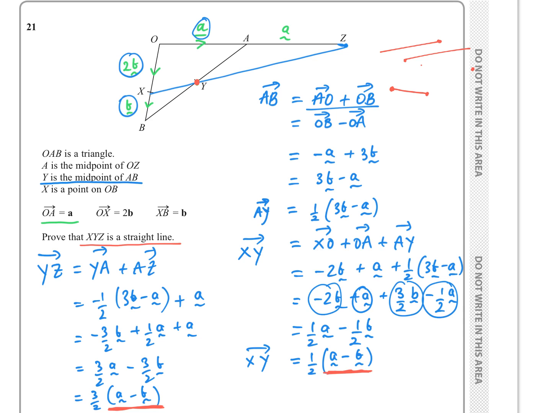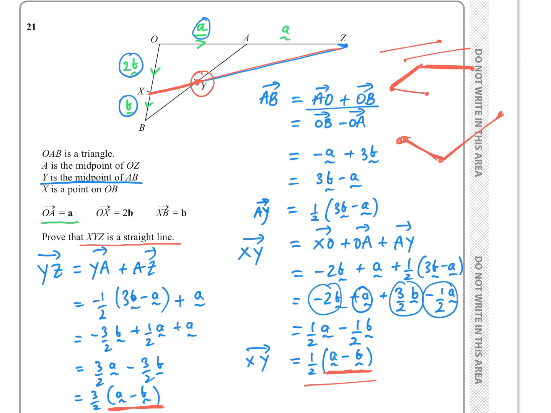If Y was off that line, it would have to have a situation like this, and then the gradient of this would be different from the gradient of this. Or if, for example, you had a starting point here and Y was down here and you ended up here at Z, well, this would not be parallel to this either, would it? So if I'm going from here to here as a vector a minus b, it's 3 halves. So X to Y is a half of a minus b, and this one is 3 halves of the same gradient. Then it's this common point which is of interest.